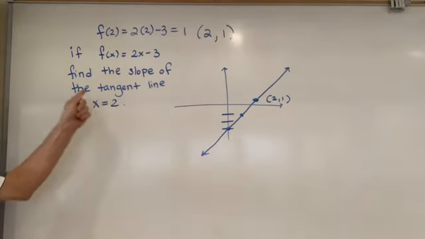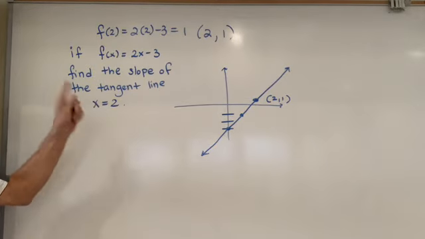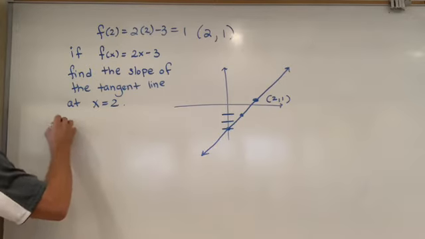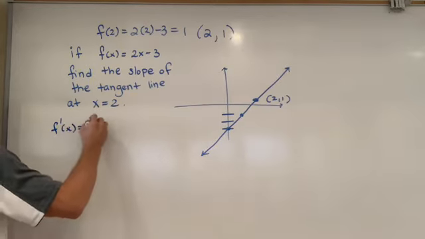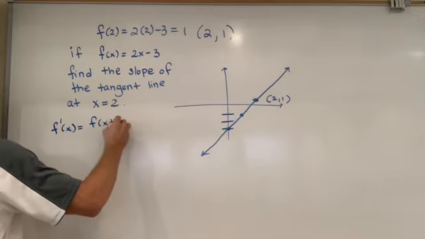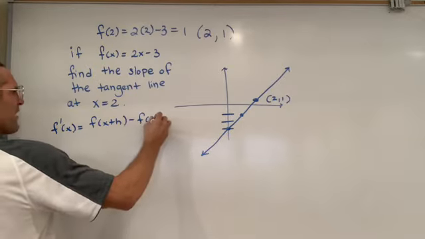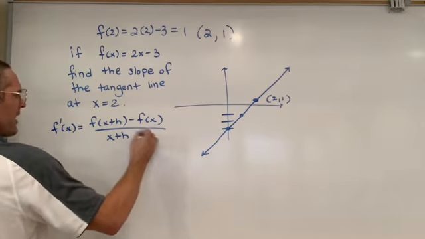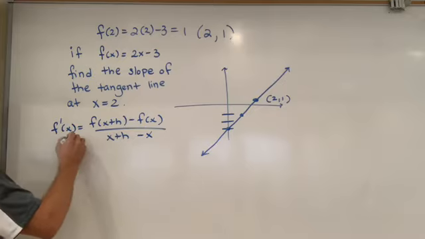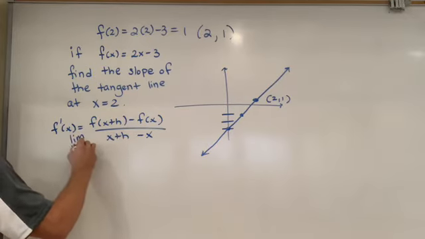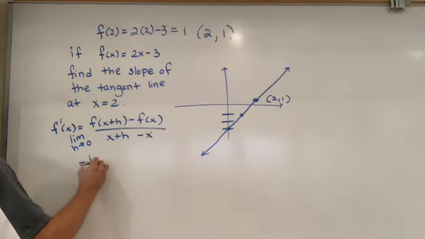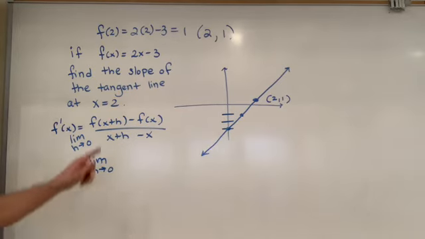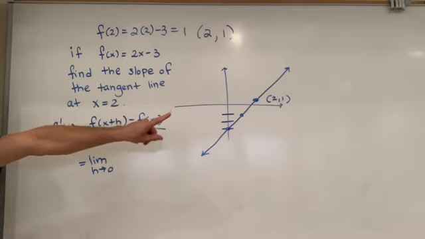And we want to know the slope of the tangent line. Well, I'm going to use my difference quotient. f dash of x is equal to f of x plus h minus f of x, divided by x plus h minus x. And I'm going to take the limit of this as h approaches 0, which gives us the limit as h approaches 0 of, well, I like to make a little chart over here.